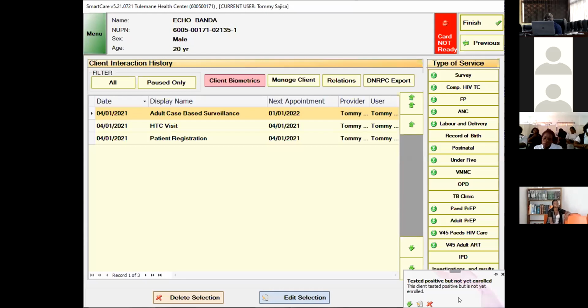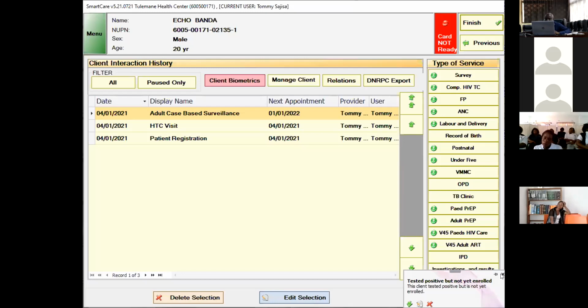This client is tested positive but is not yet enrolled. So the objective of the ART provider is to actually get rid of this notification, so that you ensure that this notification stops coming out. On the interaction history page, you can see there's the registration, which was done on the 4th of January. The HTC was done on the 4th of January. And then there is the one interaction that pops up automatically called the ACB, the Adult Case-Based Surveillance, or CBS. This automatically comes out for all clients that are HIV positive.